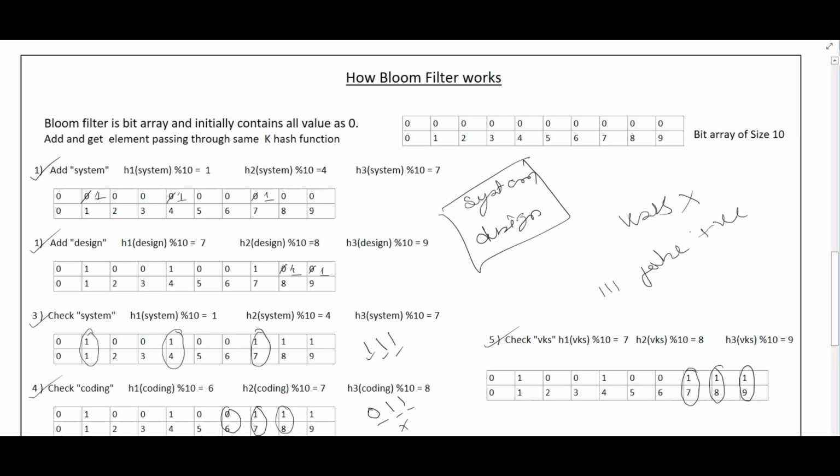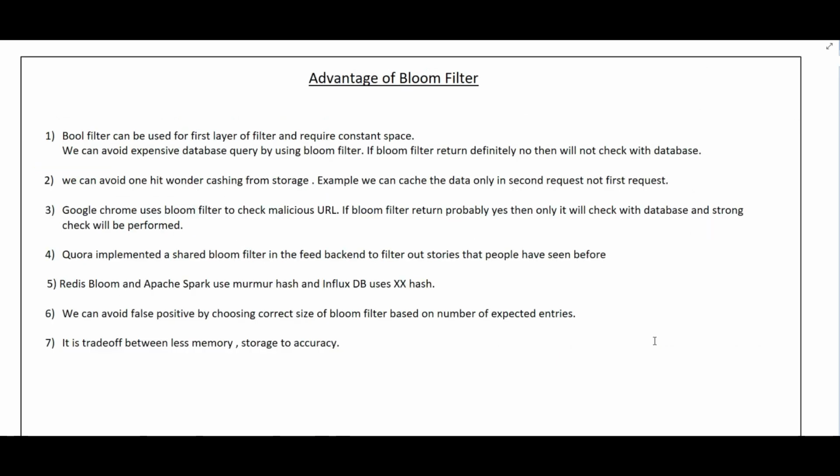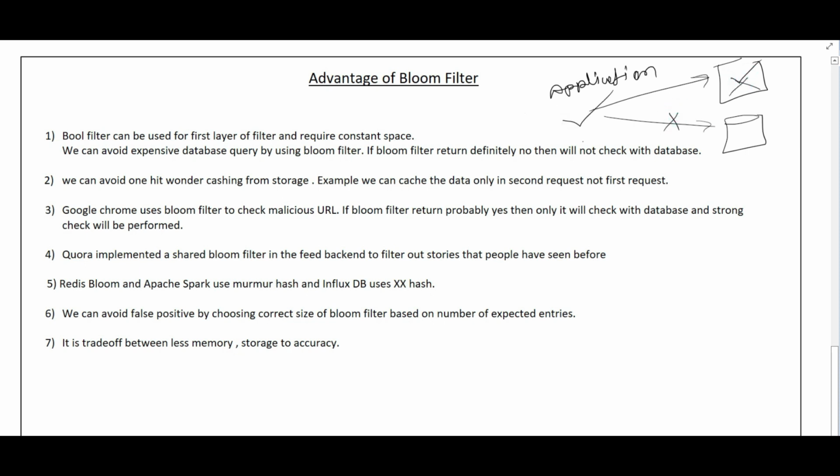Now let's see the advantages of the Bloom filter. The first advantage is that the Bloom filter can be used as a first layer of caching, and it only requires constant space. So how can we avoid expensive database queries by using the Bloom filter? The application will first check with the Bloom filter whether the value exists or not. If the value exists, then only will it check with the DB. If the value does not exist, then it will not check with the DB. So that's how it can optimize queries to the database.